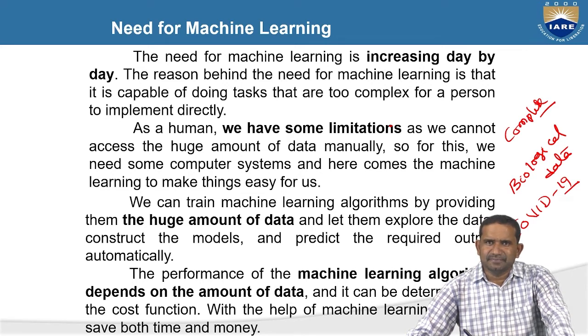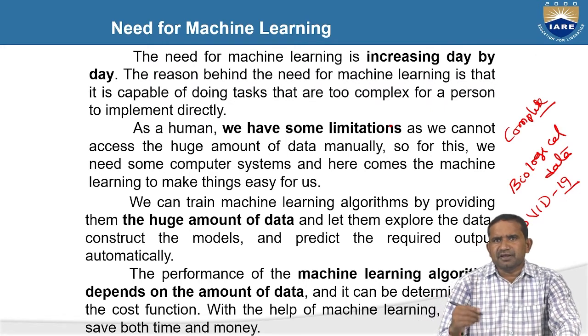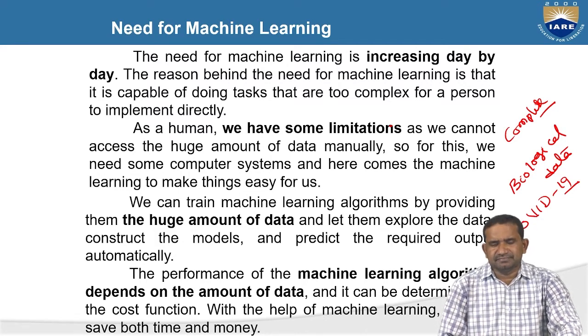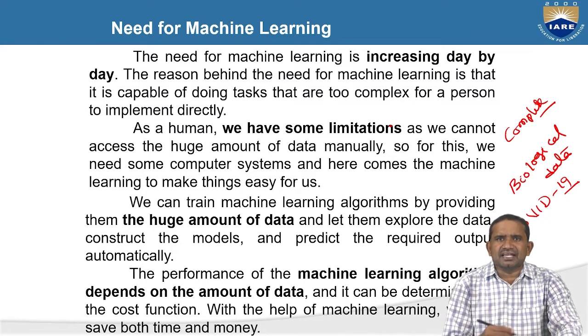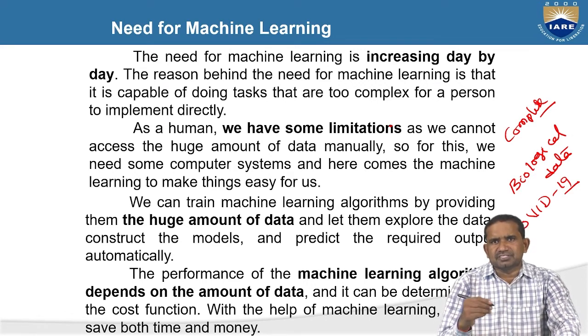COVID-19 is a virus, an invisible virus, and it produces biological data. The number of cases is raised, and data is produced day by day, one by one. So it is not possible for a human being to handle that, because manual calculation and manual analysis is not possible. Updates about symptoms and databases automatically require some other support, that is, a computer system or machine.